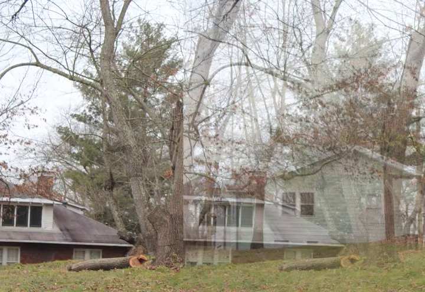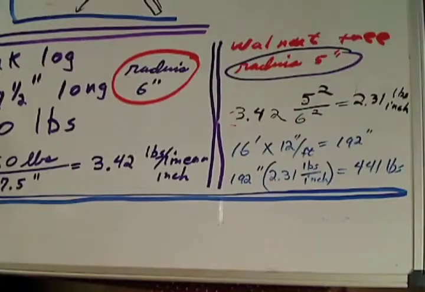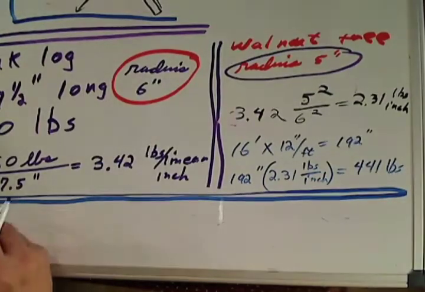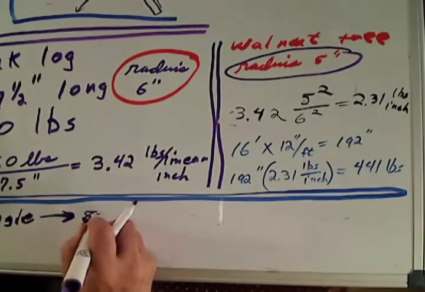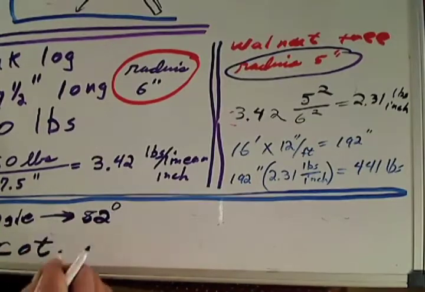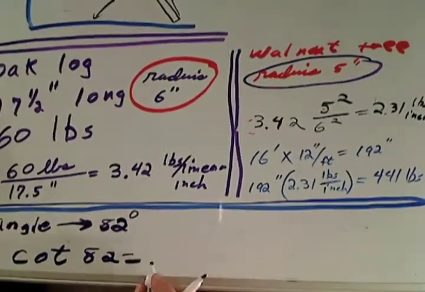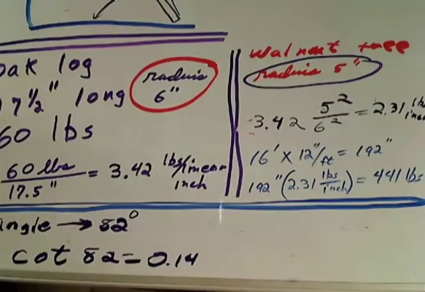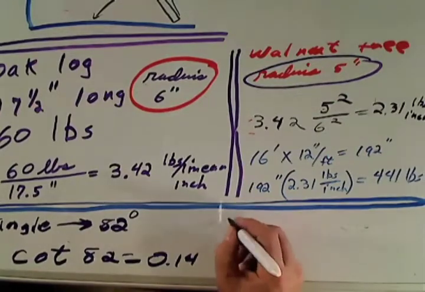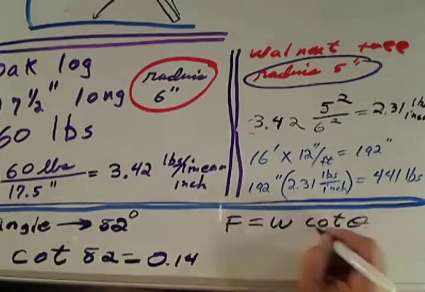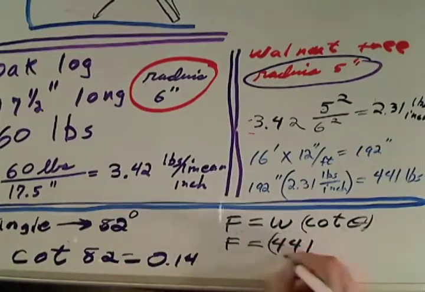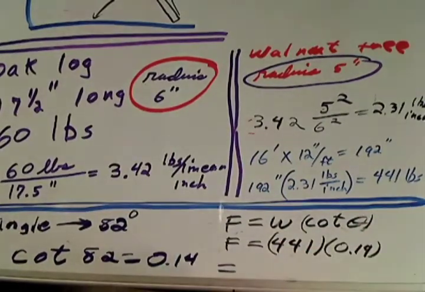By using some video tricks and looking carefully at the pictures I've taken, I've established that the angle theta that we're looking at is 82 degrees. The cotangent of 82 degrees is 0.14, and the force F1, the force on the rope, is the weight times the cotangent, which is 441 pounds times 0.14, and I calculate that to be 61 pounds. 61 pounds. It's realistic to pick up 61 pounds, but probably not realistic to pull that much.